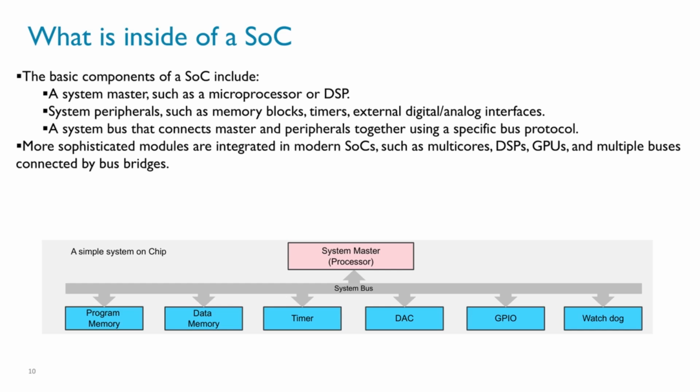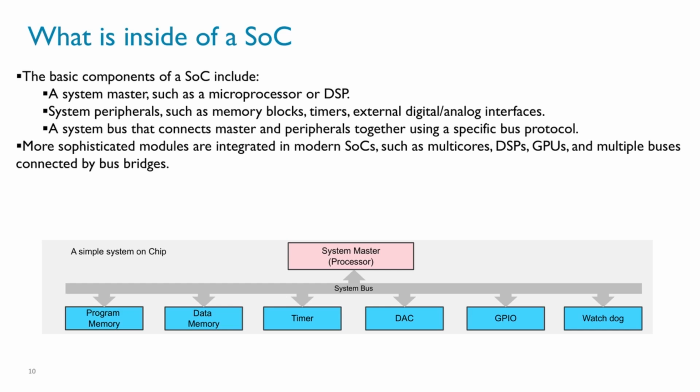First, you have the system master. Think of this as the brain or the manager of the entire chip. It's the component that runs the software and tells all the other parts what to do. This master is typically a microprocessor, which is a general-purpose processor like the CPU in your computer, or it could be something more specialized like a DSP, a digital signal processor, which is exceptionally good at handling mathematical calculations for things like audio or video signals. In our diagram, this is the pink box labeled System Master Processor. It sits at the top, overseeing everything.